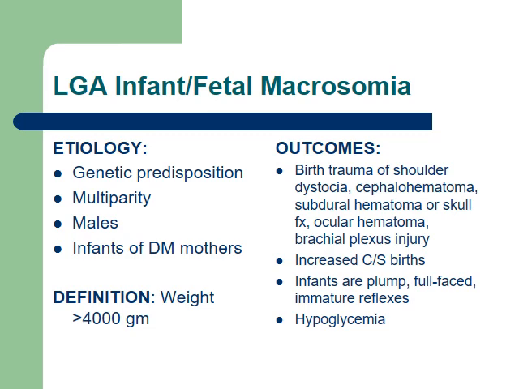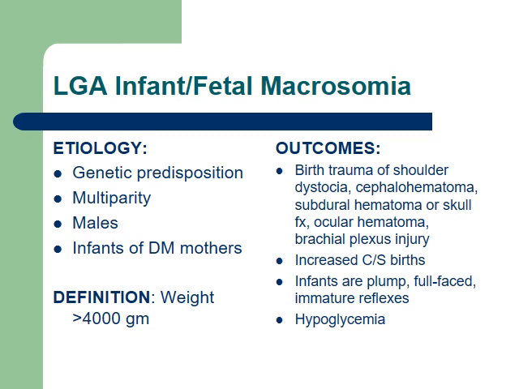Ocular hematomas, brachial plexus injury, as the traction put on the fetal head trying to get the shoulders out can cause that injury. There's an increase of C-section births in this size group, of course, and the infants are plump, full-faced, and they have immature reflexes.